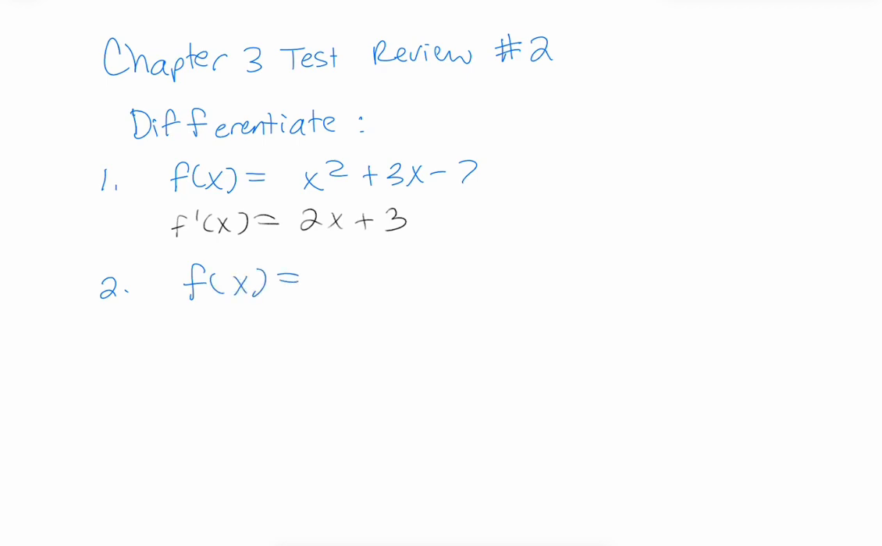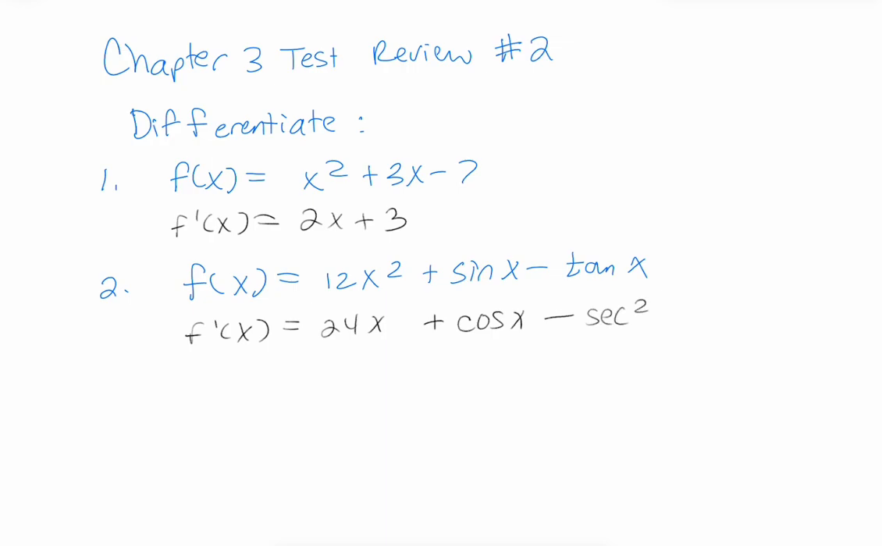I will have some where I combine some trig stuff. So look over your trig functions. The derivatives of all of your trig functions are necessary to make sure you look over. So this would just be 24x plus the cosine of x minus the secant squared of x. So make sure you know that.